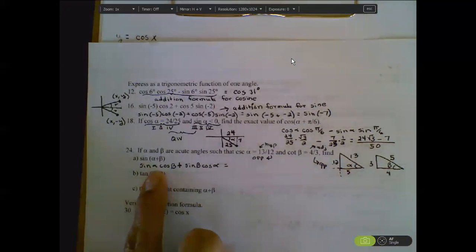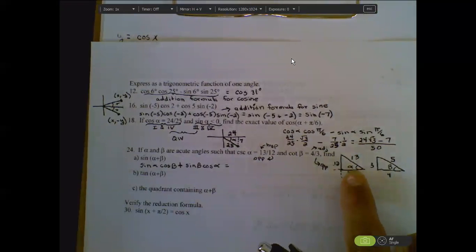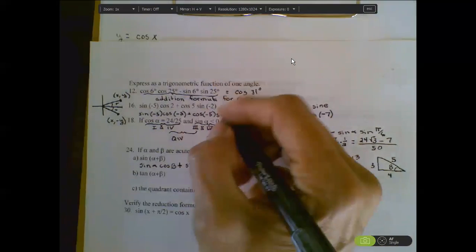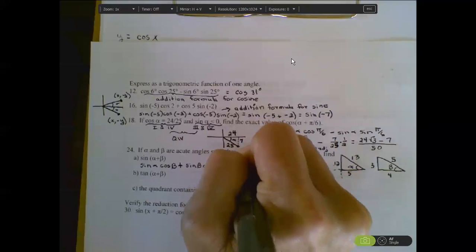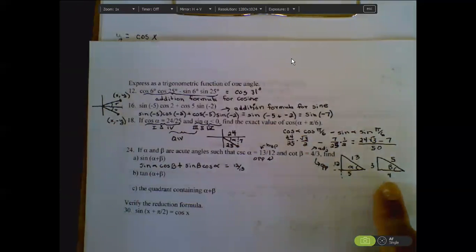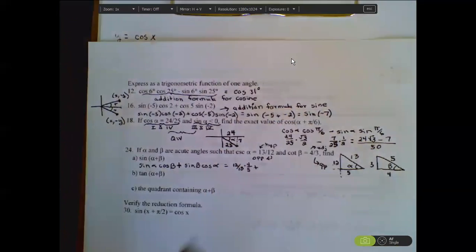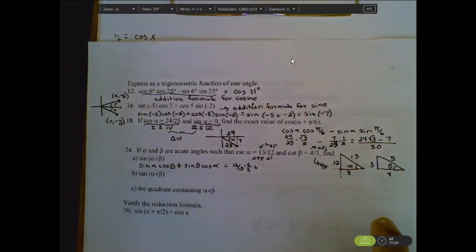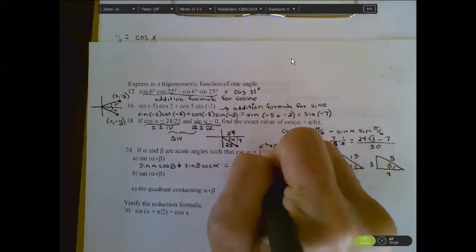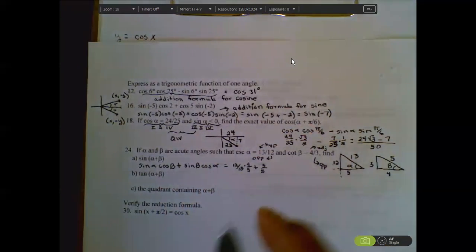What would sine of alpha be? Here's alpha. What's sine of alpha? Sine of alpha is 12/13. 12 over 13. And what is cosine of beta? 4/5. What is sine of beta? 3/5. And cosine of alpha is 5/13.